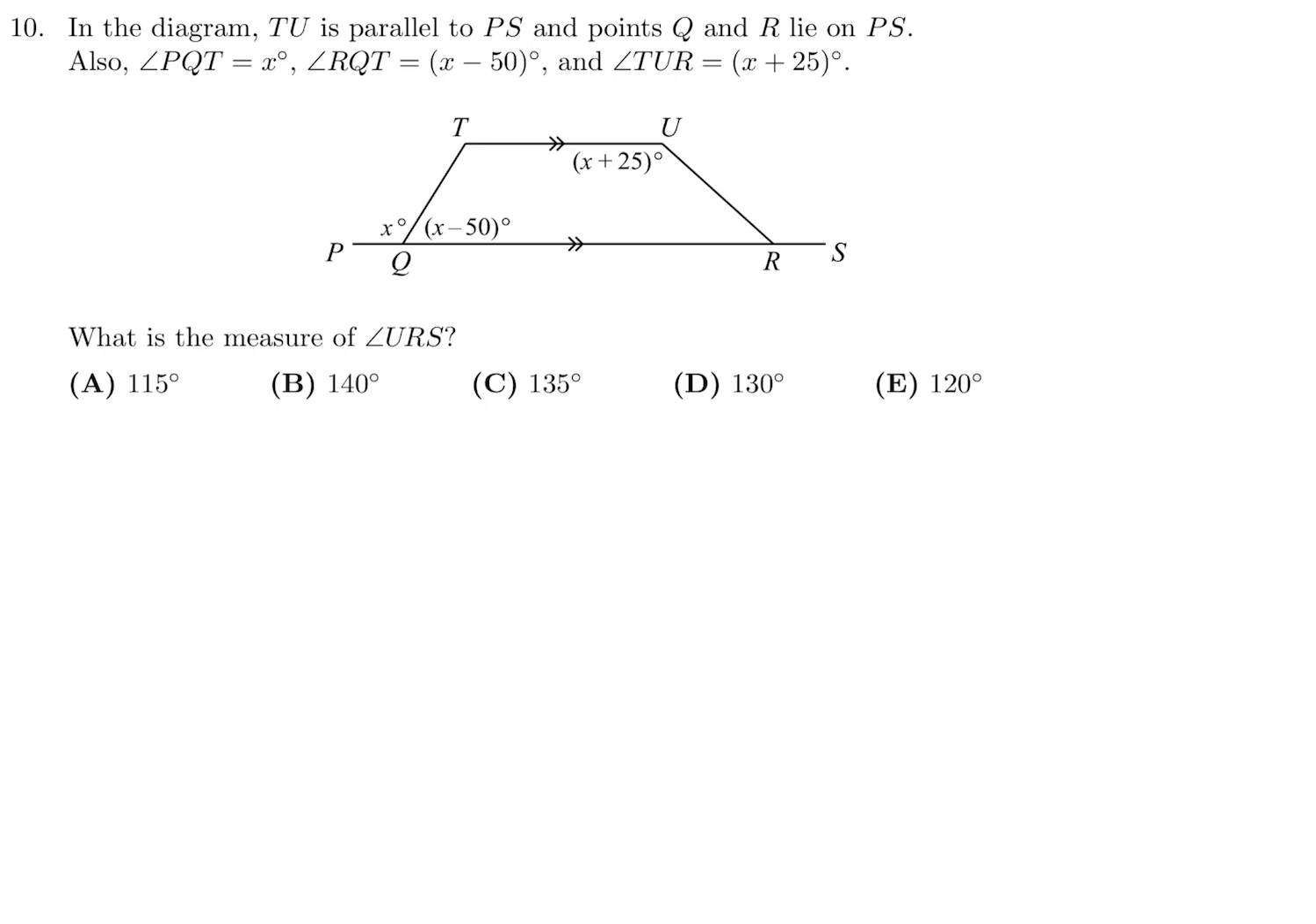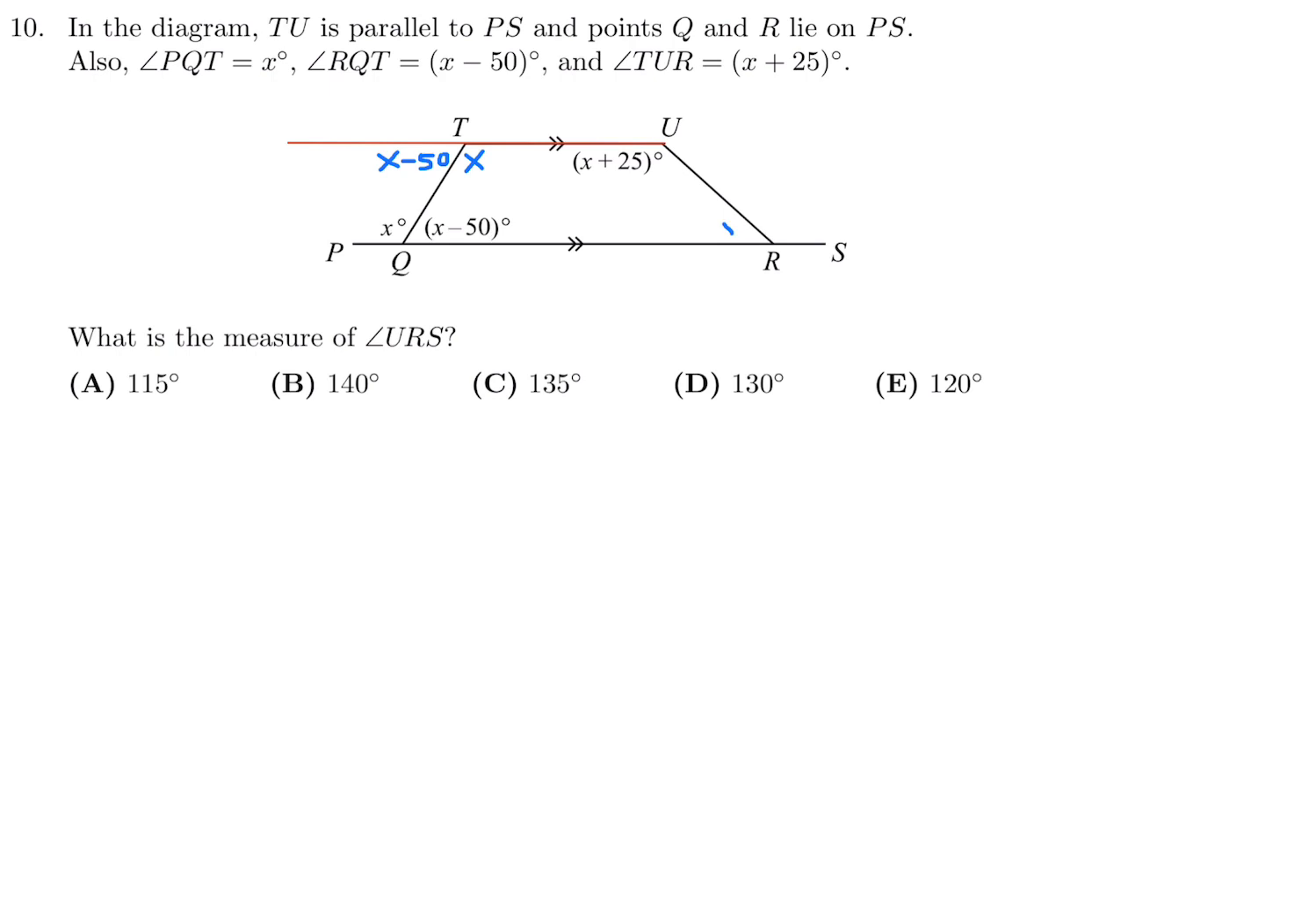In the diagram, TU is parallel to PS, and points Q and R lie on PS. Also, PQT is X, RQT is X minus 50, and TUR is X plus 25. What is the measure of URS? So they want this angle right here. Well, from parallel lines, we can continue that line like that. And when you do, you'll be able to deduce, using the Z pattern, that this is also X minus 50. And again, using a Z pattern like that, not really a Z, but you get the idea, this is X.